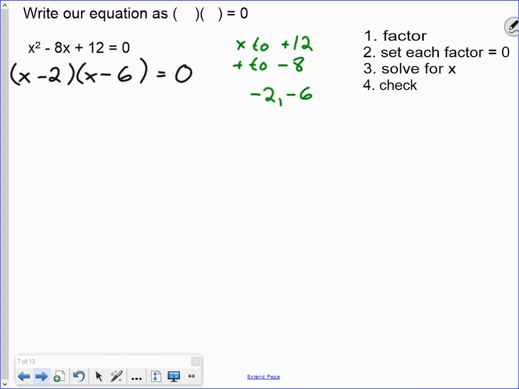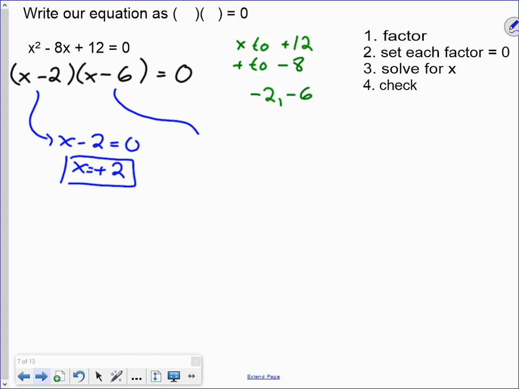Now, how do I go from this factored form to our solutions? Well, we can take each one of these terms and figure out what is going to make that term equal 0. x minus 2 equals 0. Well, we know the answer there is x equals positive 2. So there's one of our solutions.